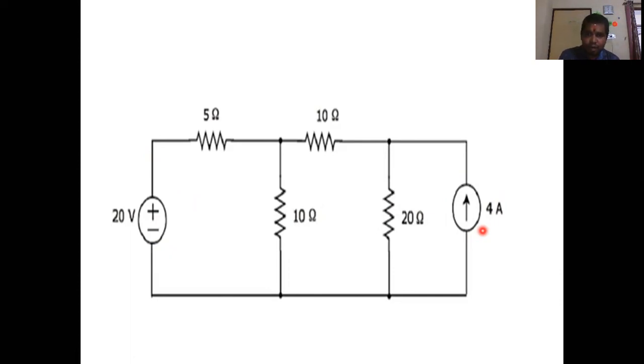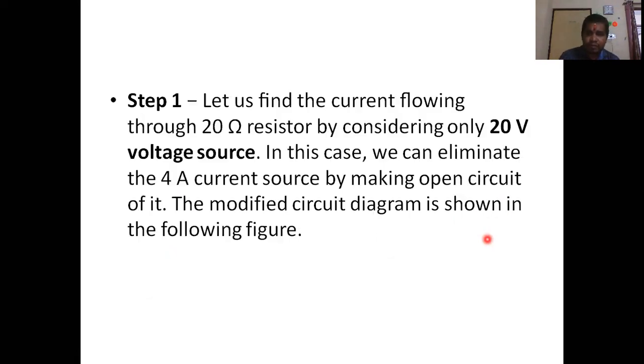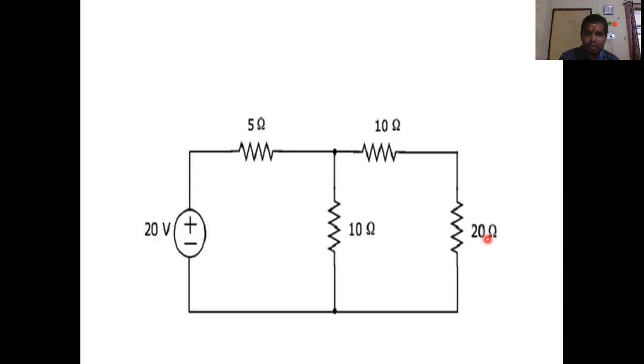So in this case, we are going to remove this 4 ampere current source, so it will be open circuited. The new circuit is like this. That means we have omitted the current source here.